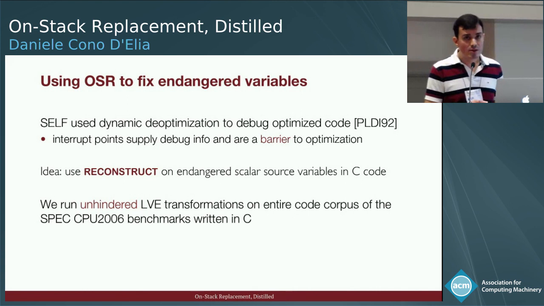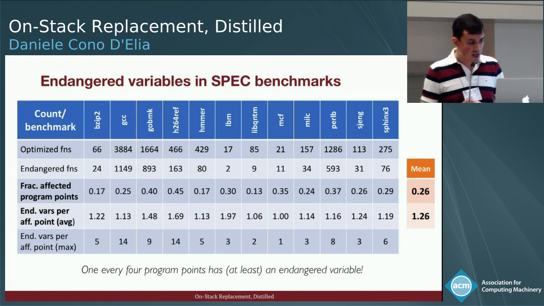So we run unhindered variable-equivalent transformations on all the C benchmarks in the SPEC suite. We analyze each function in each benchmark, and we realized that quite a number of optimized functions are affected by this endangered variables problem. In particular, for such functions, on average, one in every four program points has at least one endangered variable, so the problem is quite real.